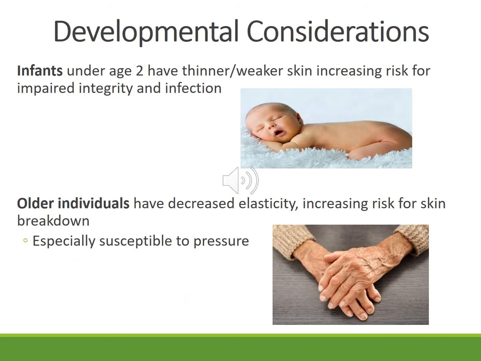As we continue on about factors affecting skin integrity, it is important to note developmental considerations when we think about the young and the old. So, an infant under the age of 2, they have thinner, weaker skin that can increase their risk of impaired skin integrity and infections. So that's very important to be aware of. And then our older individuals, as I said, their skin becomes thinner. They have decreased elasticity, and they can be more susceptible to pressure ulcers and just that disruption in their skin integrity.